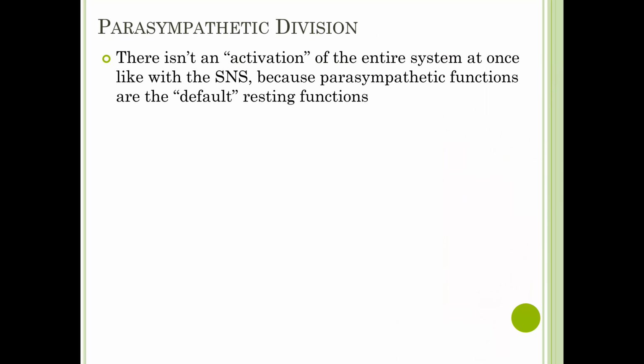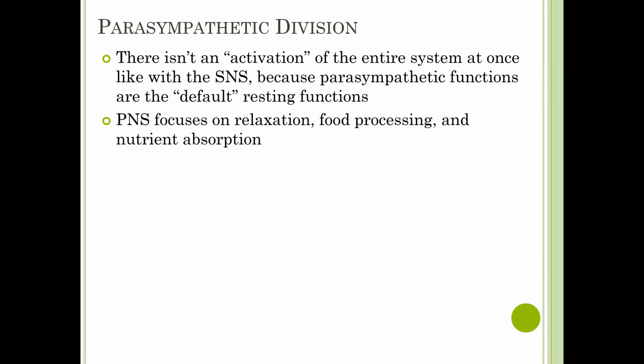So we talked about sympathetic division activation, where the entire system got activated at once. You don't really have that with the parasympathetic division because the parasympathetic functions are kind of like the default resting functions, so they should be normally activated anyway unless there's an emergency, and then they switch over to the sympathetic nervous division. So the parasympathetic division is focused on relaxation, food processing, and nutrient absorption.